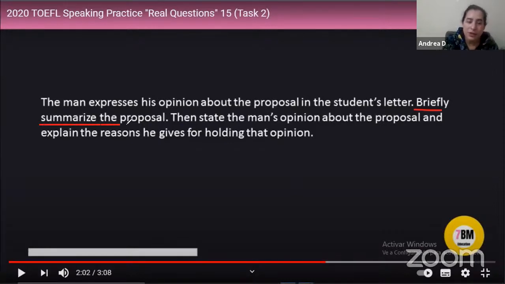So even if the question doesn't specifically ask for it, at the beginning, you're going to have to summarize the proposal or the announcement, whatever it is that you have there, you're going to have to summarize, but briefly. So the most important part in your response is going to be talking about the student. So that's how we're going to structure your response.